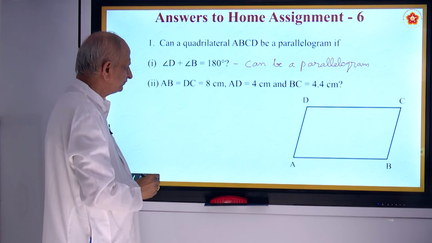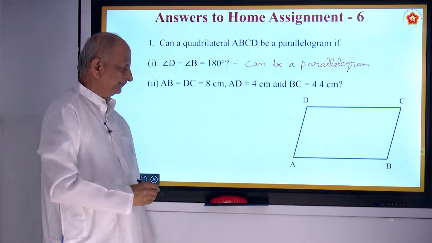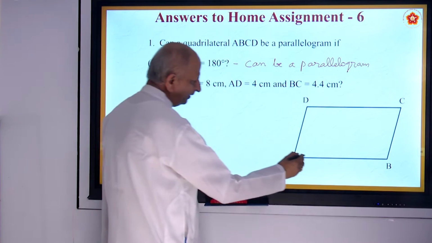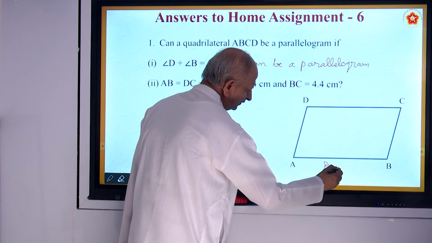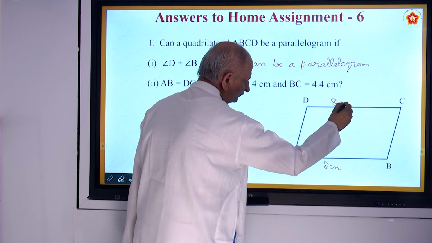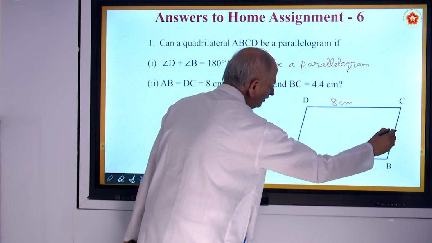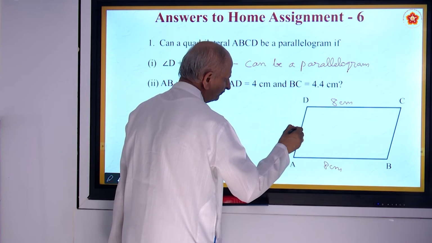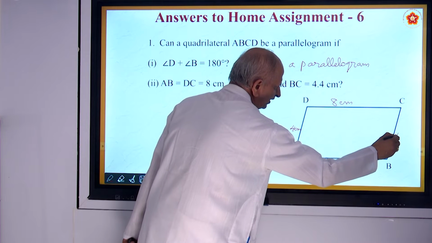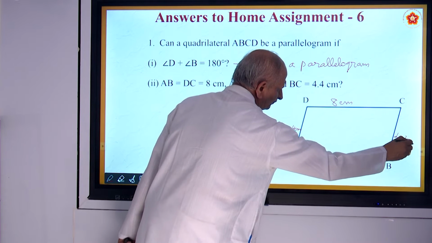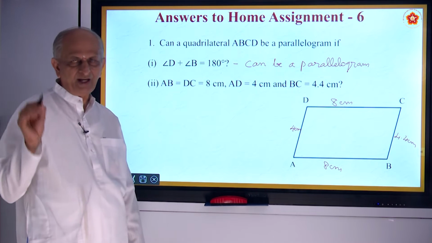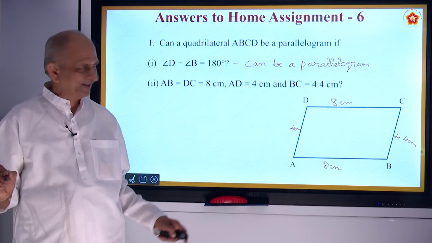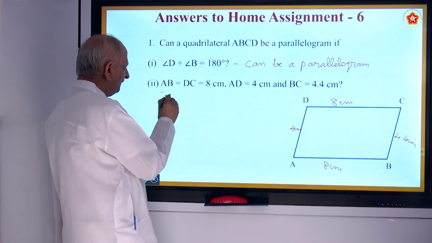ABCD, correct. Now, next question, AB is equal to CD is equal to 8 centimeters. So, AB is 8, CD is 8. Now BC is given to be 4 and AD is given to be 4.4 centimeters. Can it be a parallelogram? They are asking. It cannot be. Why? It cannot be a parallelogram.